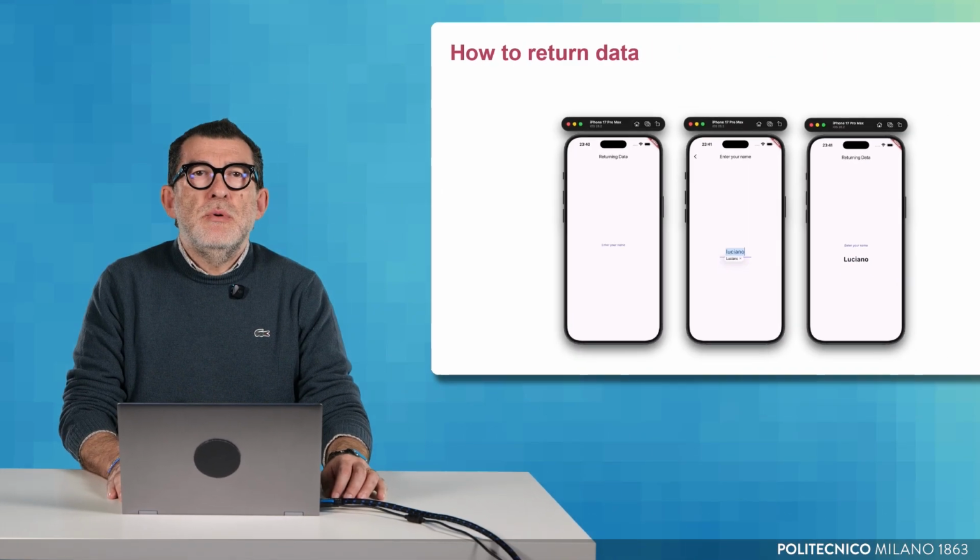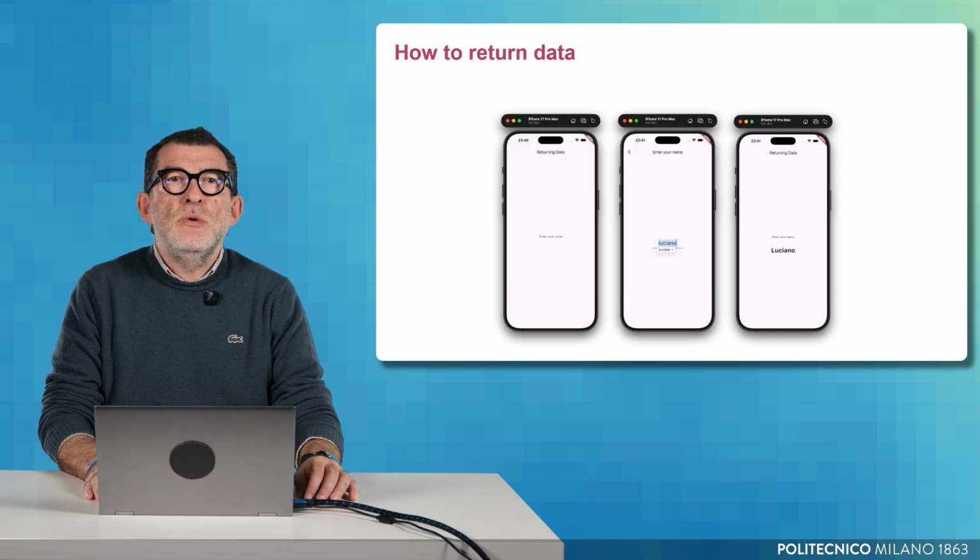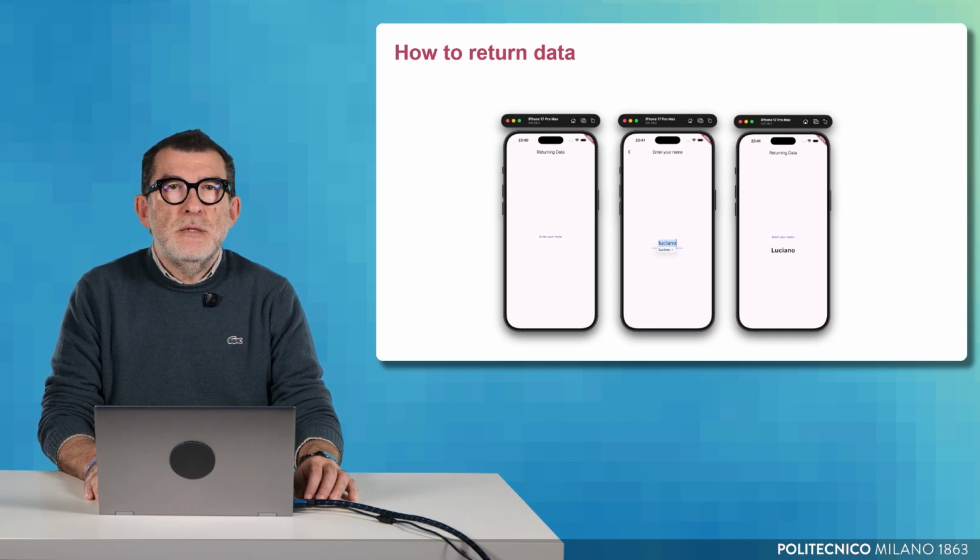The final aspect of navigation involves returning data from a target screen back to the source screen. In this example, the first screen is the source. The user taps Enter Your Name, which opens a second screen where they can type their name. When the user finishes, the second screen is popped, and the entered name is returned to the first screen. Back on the initial screen, the button is still there, but now the UI also shows the name the user entered.